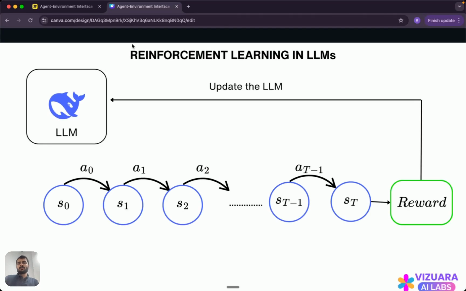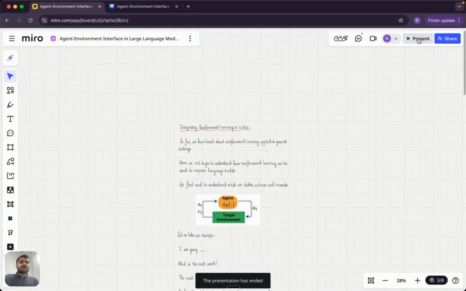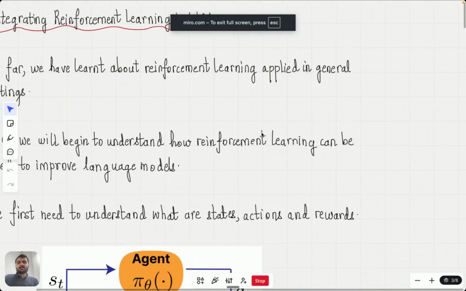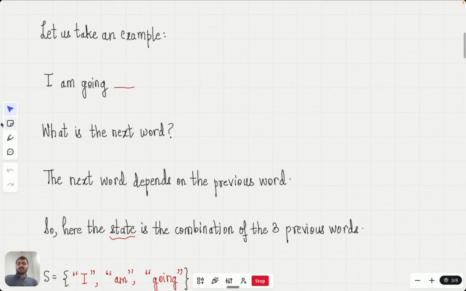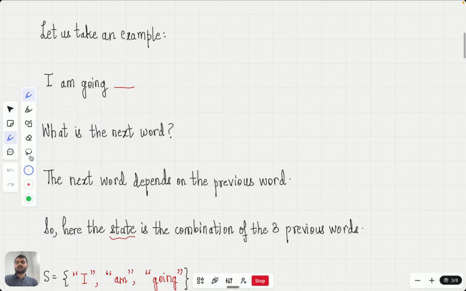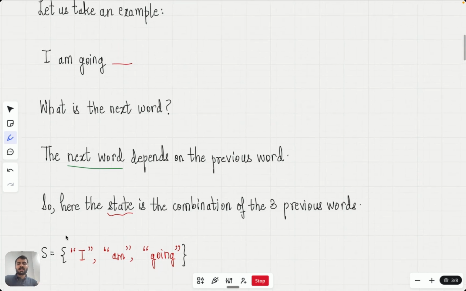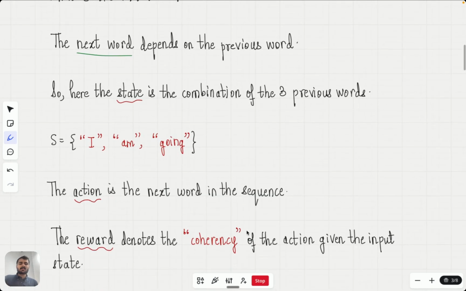Now we are again going to go back to the notes and understand this a bit in terms of notations. Let's take an example. Let's say the prompt is "I am going", and we are predicting the next word. The next word depends on the previous words. So here the state is the combination of the previous three words, which is "I am going", and the action is the next word in the sequence.